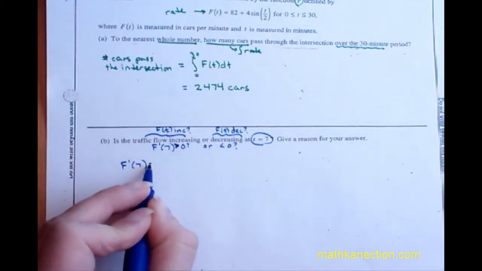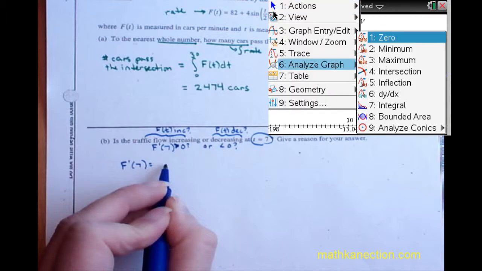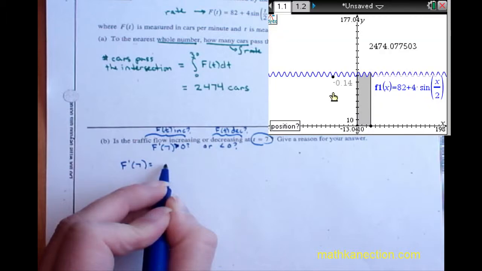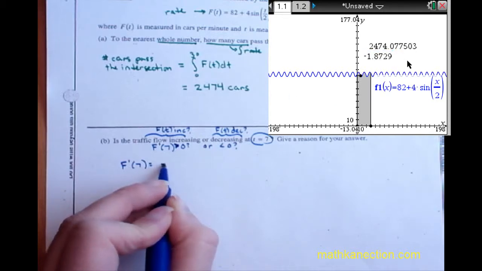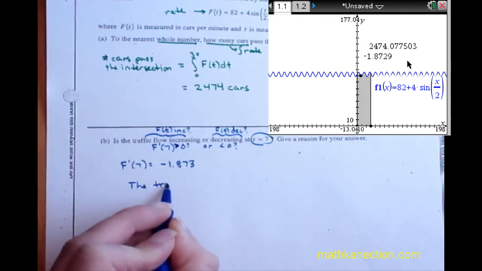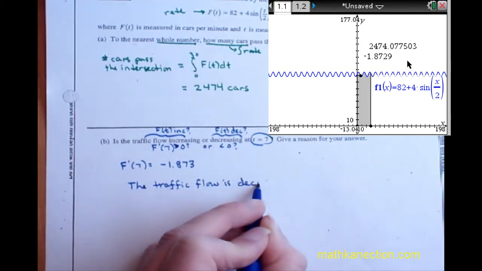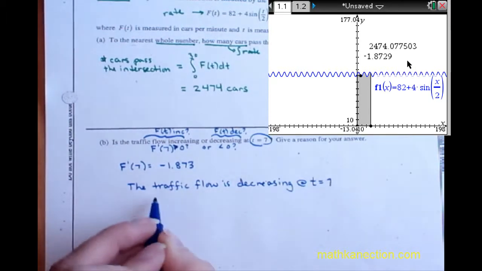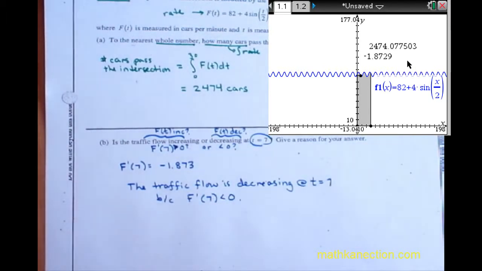So to find f prime of 7, off the graph, analyze the graph, dy dx at the number 7, then expanding out to see more decimal places. So f prime of 7 is negative 1.873. So the traffic flow is decreasing at time t equal to 7 because f prime at 7 is negative.